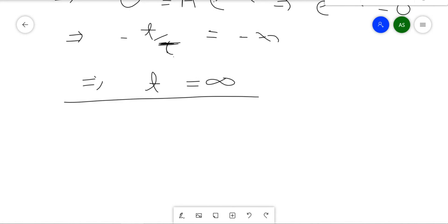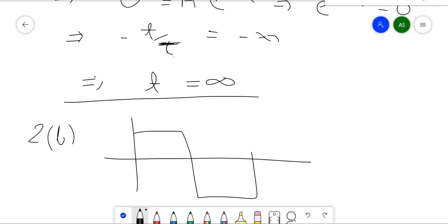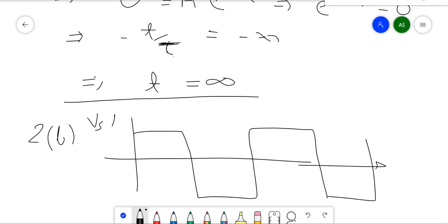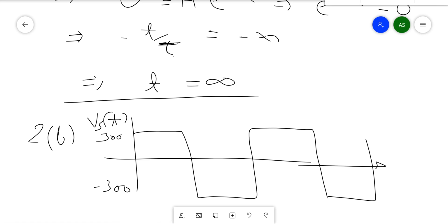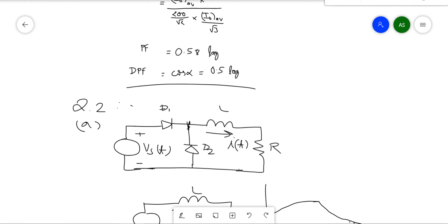And the part 2, now let's go to part B of the problem. In part B, we are given that the input VST is a square wave of 50 Hertz and the magnitudes are 300 and minus 300. Okay, so if you see here, this is the VST.